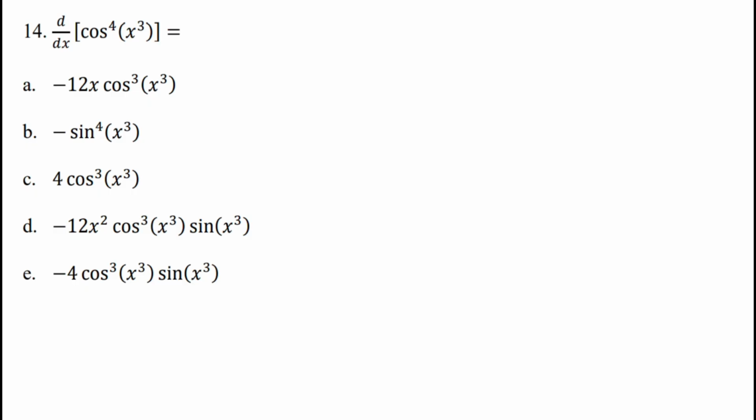For number 14 here, we want the derivative of the cosine to the 4th of x cubed. Well, that's like u to the 4th, where u is equal to the cosine of x cubed, because the 4th power is the outermost function going on here. So we should get 4u cubed. And then we need the derivative of cosine of x cubed.